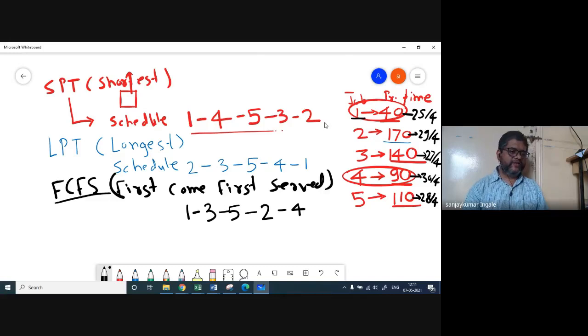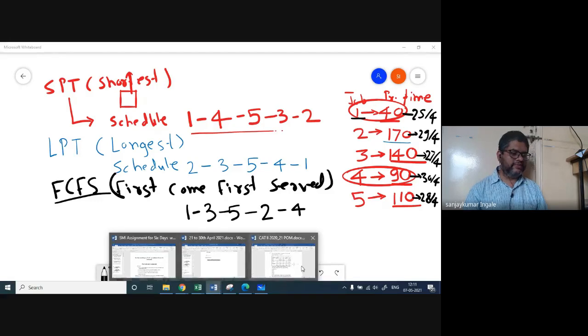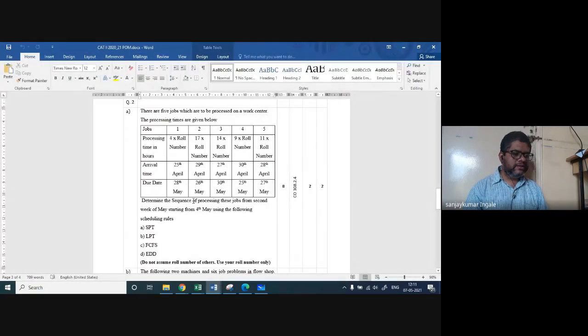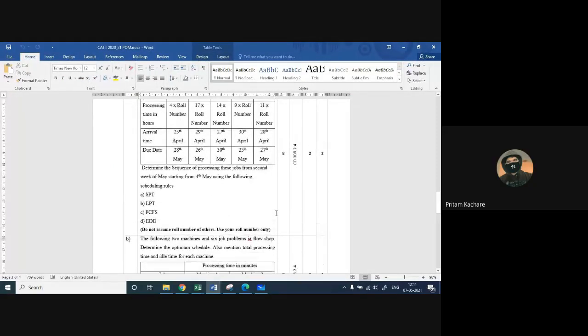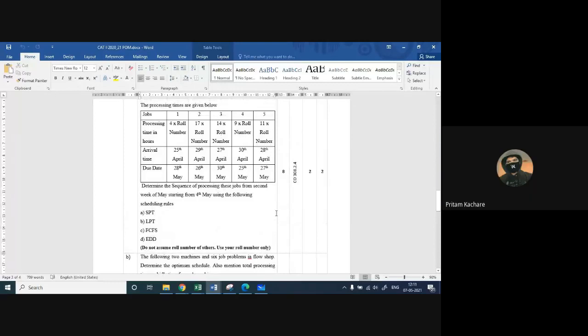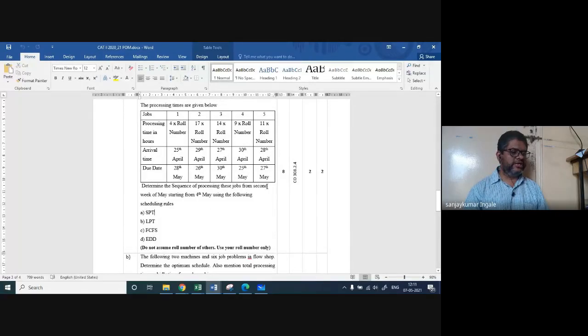Now there was one more criterion given, and 8 marks were there. What was the last one? EDD. What does EDD stand for? Earliest due date. So someone please note down the due date also for this.